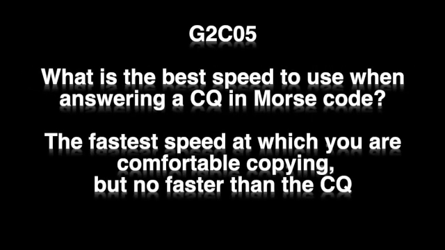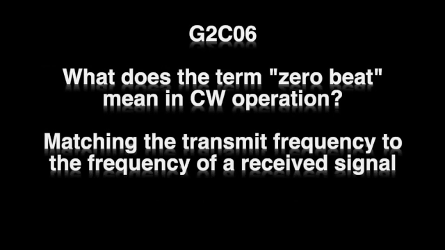G2C05. What is the best speed to use when answering a CQ in Morse code? The fastest speed at which you are comfortable copying, but no faster than the CQ. G2C06. What does the term zero beat mean in CW operation? Matching the transmit frequency to the frequency of a received signal. G2C07. When sending CW, what does a C mean when added to the RST report? Chirpy or unstable signal.